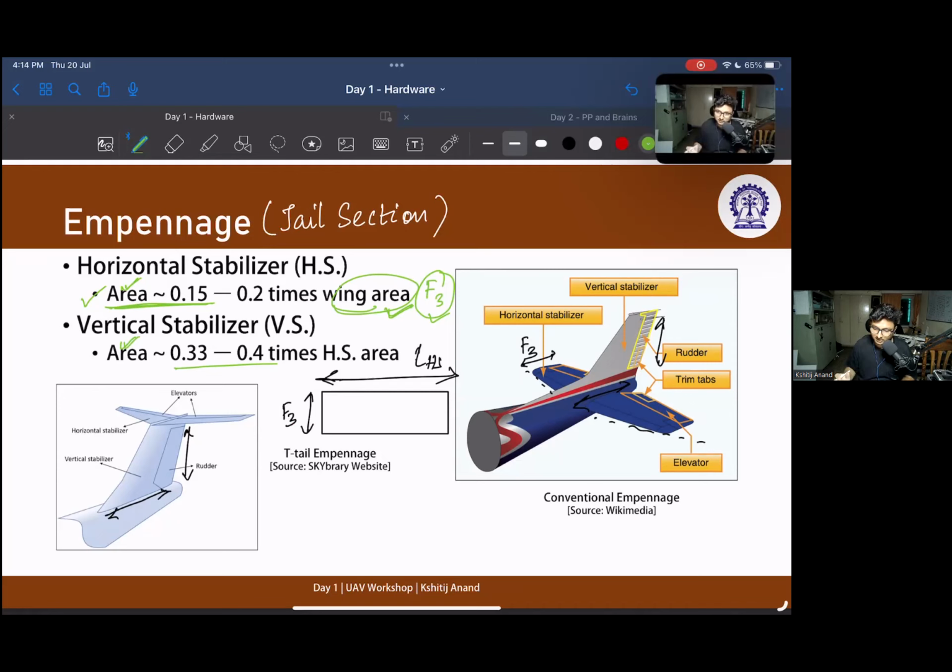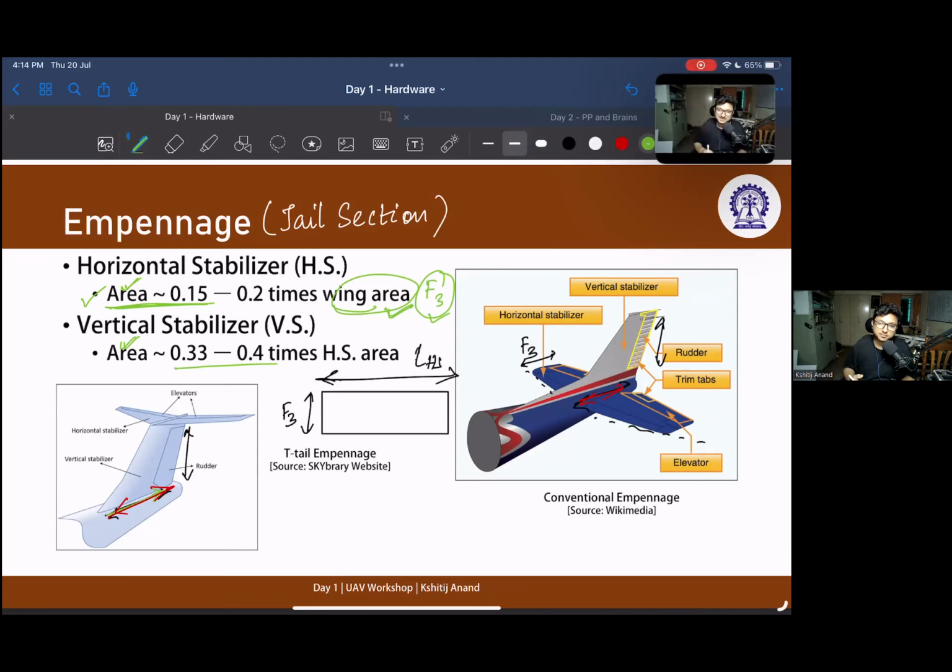Now the width of the vertical stabilizer, as I told you, is roughly going to be the same as the width of the horizontal stabilizer. So again, we have another dimension of the vertical stabilizer. We need two dimensions to form an area. We know the area of the vertical stabilizer and we know the width, so we can now find out the height of the vertical stabilizer.